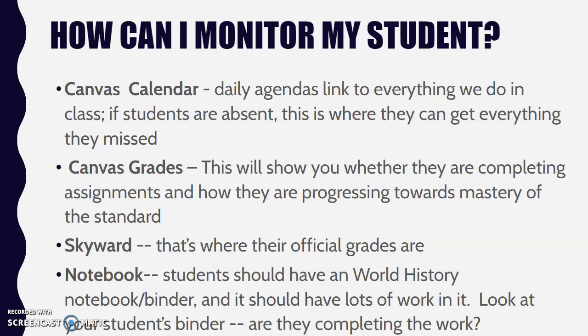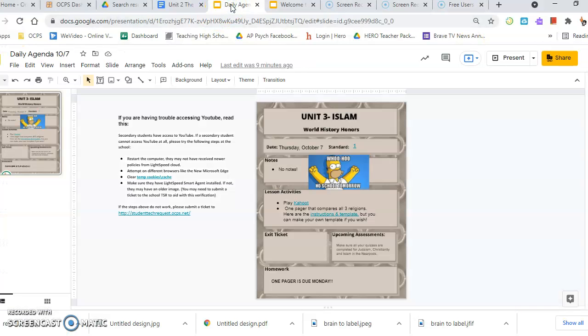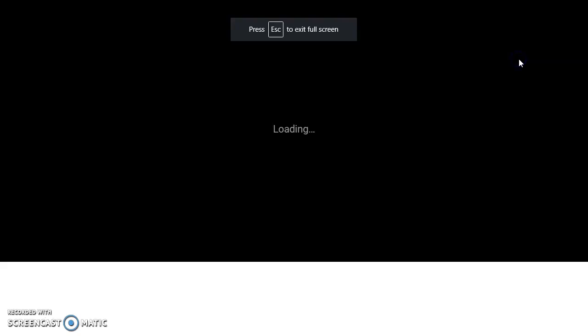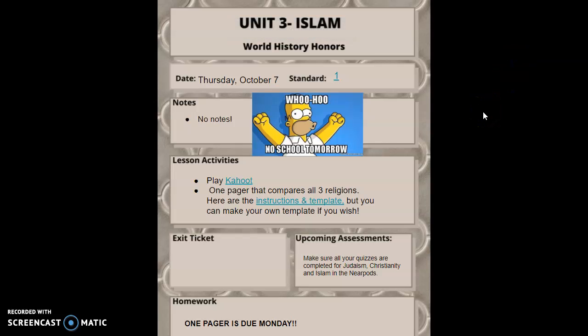On the Canvas calendar, I post a daily agenda. I'm going to show you what that looks like. I post these every single day. This is a recent one. It tells your student what they're responsible for. And so this tells them when they walk into class, here's what we're going to do today. If your child is absent, so they're sick, they're out on any extended leave, some of the kids don't come to school every day, they can still do the work. They know exactly what we do every day.